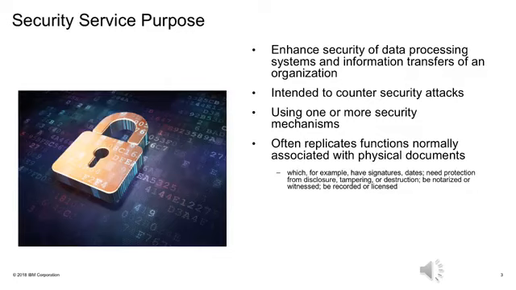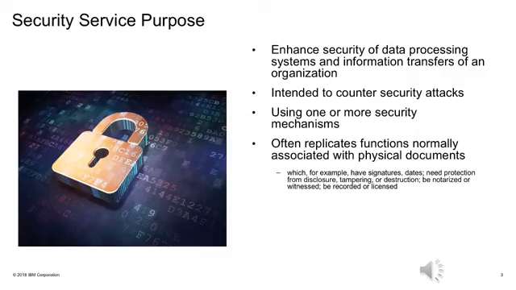This often replicates capabilities in the real world. We think about how information moves securely. We've got signatures and dates, and protection from disclosure. That's why we put things in an envelope. We make sure they're not going to be destroyed or modified. We can provide authenticity through notarization or witness signatures, plus the non-repudiation part of that can be accomplished through notarization or licensing.